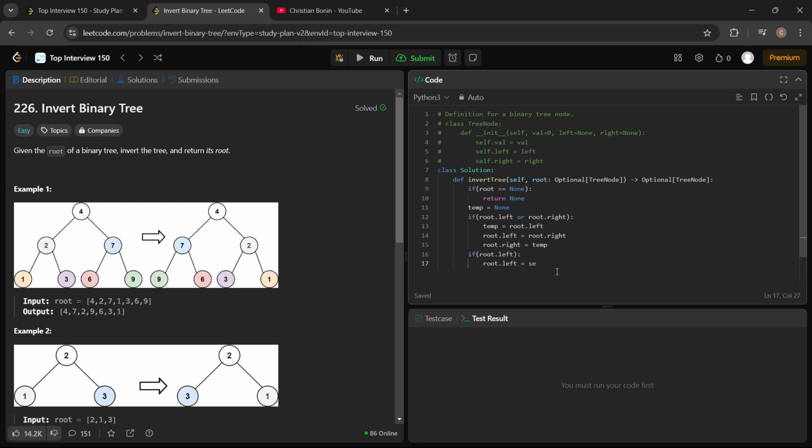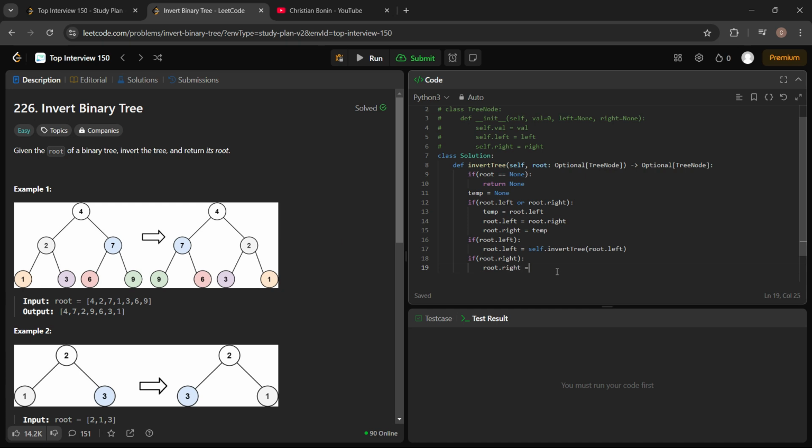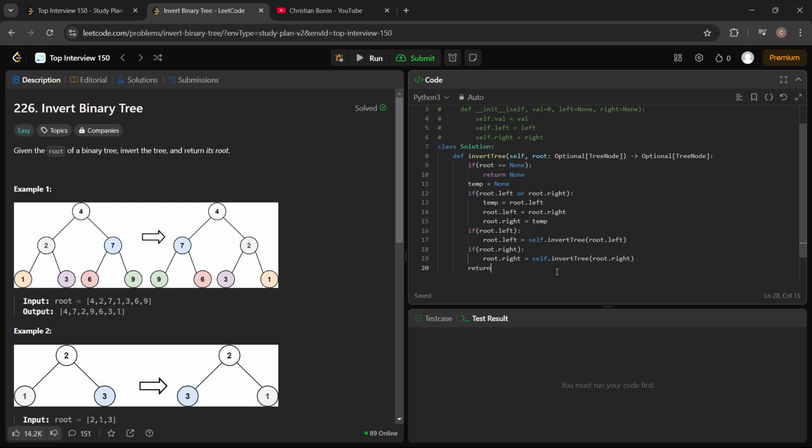So root.left equals self.invert tree, and because this is a class function, you do have to put self.invert tree root.left, if root.right, root.right is equal to self.invert tree root.right, and then what we're going to do is we're going to return root.